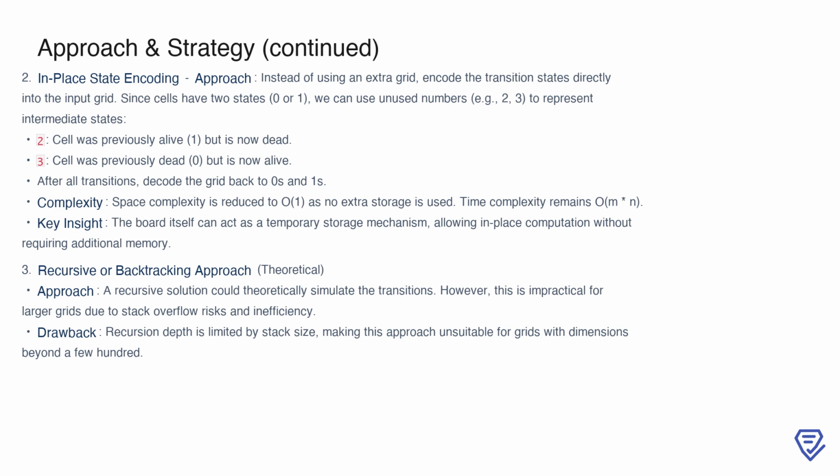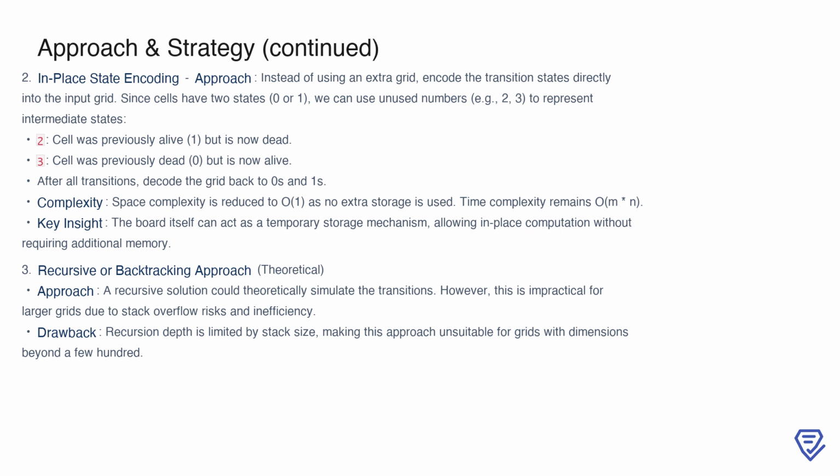Instead of using an extra grid, we modify the input grid directly to encode intermediate states. Since each cell can only be alive or dead, we can use unused integers to represent transitions. For example, we use the value 2 to indicate a cell that was alive but will die, and the value 3 to indicate a cell that was dead but will come to life. After processing all cells, we decode these intermediate states back to their final values of 0 or 1.